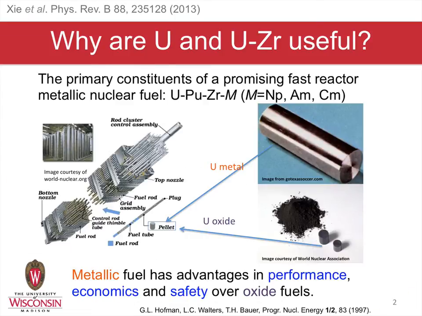As the title suggests, the materials we studied are uranium metal and its alloy with zirconium. Why are they useful materials? Well, they are the primary constituents of our promising fast-reactor metallic nuclear fuels, uranium, plutonium, zirconium, M, where M stands for neptunium, americium, and curium. Previous research has shown that metallic fuels have advantages in performance, economics, and safety over oxide fuels. However, due to the radioactivity and toxicity of such materials, experimental studies are difficult and expensive, and we approach the issue with ab initio modeling.